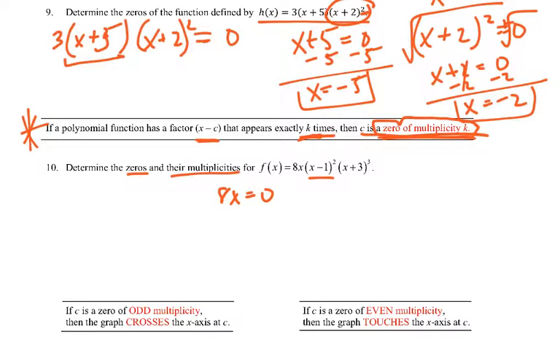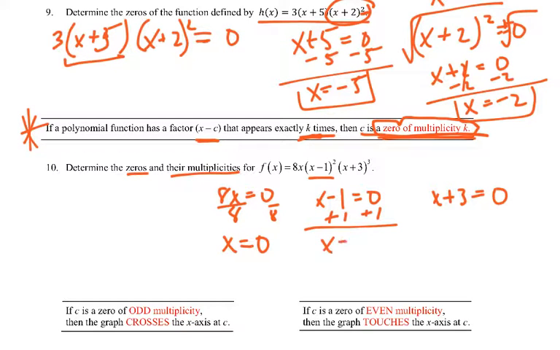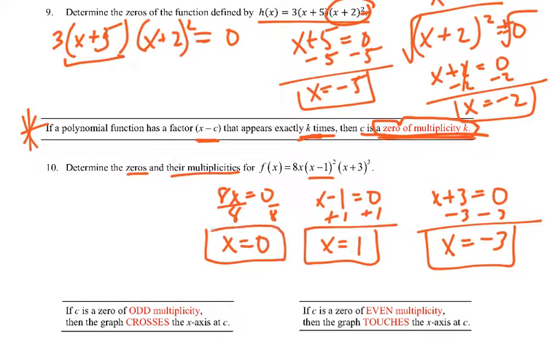So I'm just going to take the x minus 1, set that equal to 0. And then I'm going to set the x plus 3 equal to 0. So divide both sides by 8 on this one. We get x equals 0. Add 1 to both sides on this one, and I get x equals positive 1. Subtract 3 from both sides on this one to solve for x, and I get x equals negative 3. So here are our 3 zeros.